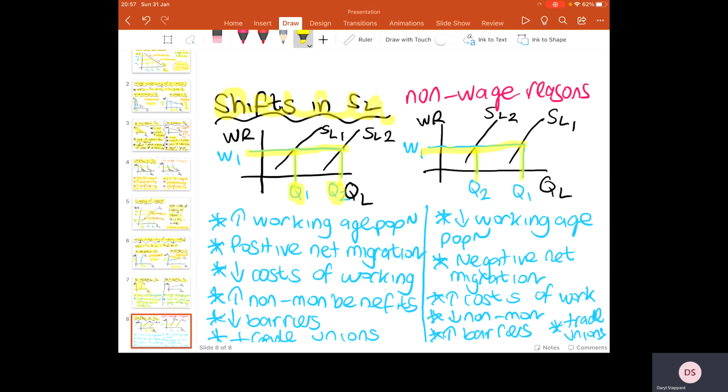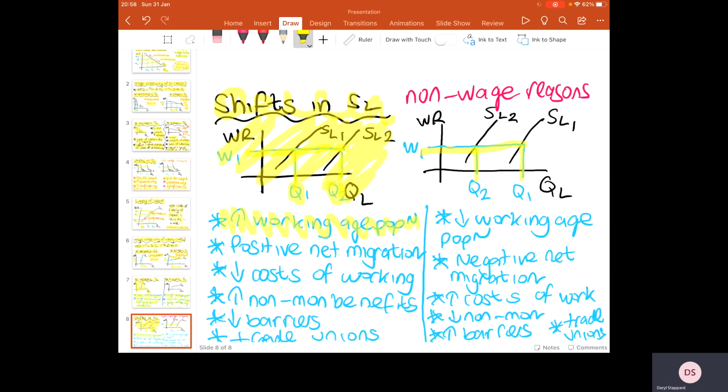So let's think about what would make the supply of labour shift outwards, first of all. So we're now thinking about this first diagram. And again, look at the diagram. At the same wage rate, we've now got more people willing and able to work in the economy. Now, some of the reasons for this could be a growth in the working age population. So if we've got more people of working age, then we've got a bigger supply of people willing and able to work in the economy.